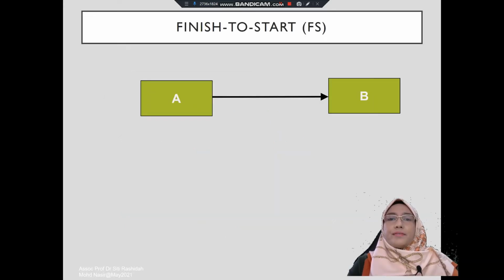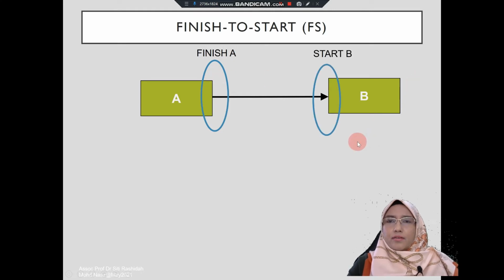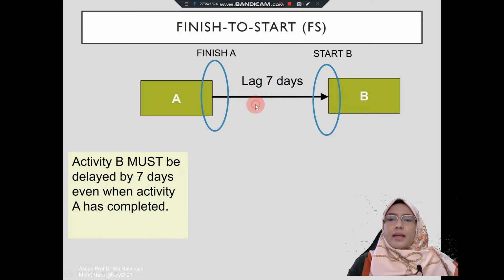Now let's look at the first relationship, which is finish to start relationship, and this is the most commonly used in precedence diagram. We have activity A followed by activity B. The finish of activity A will determine the start of activity B. And if there is a lag of 7 days described between activity A and activity B, it says here that activity A completes first and it has to wait 7 days before activity B can start.